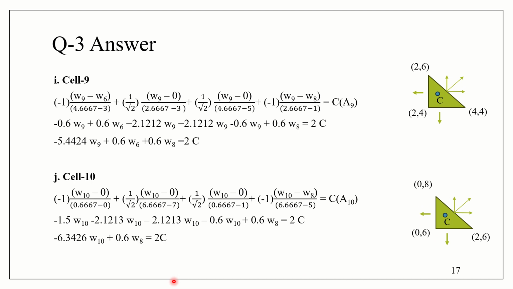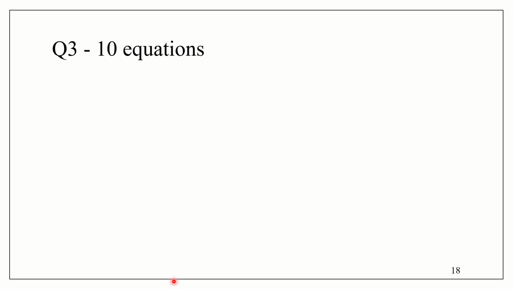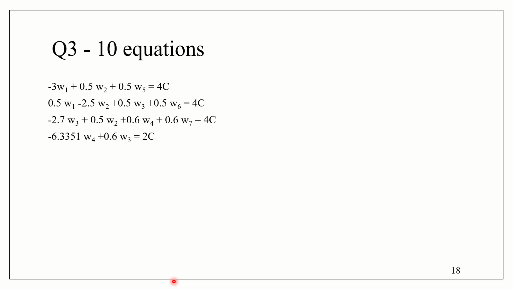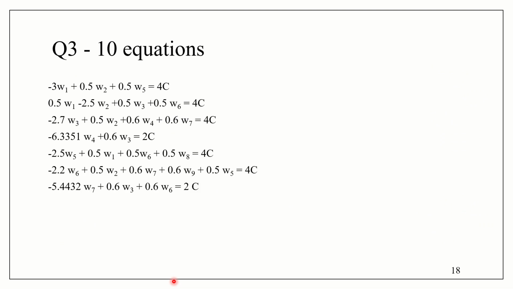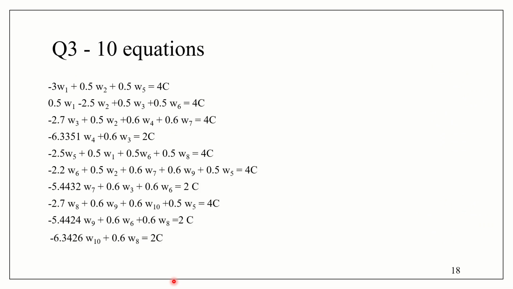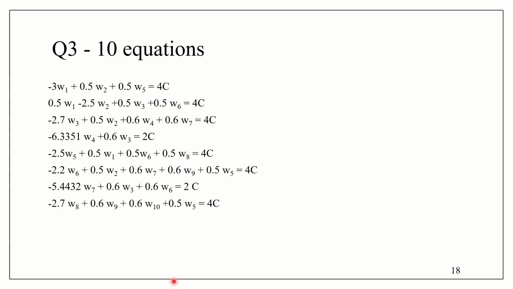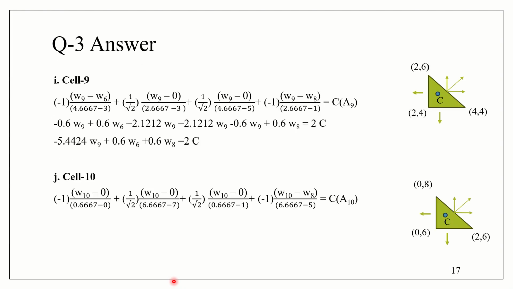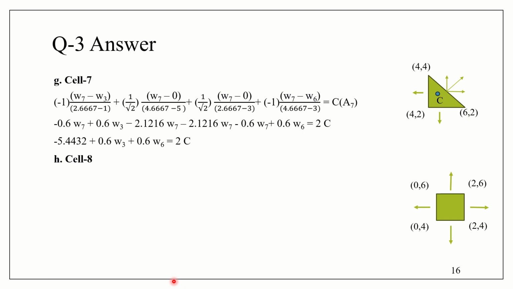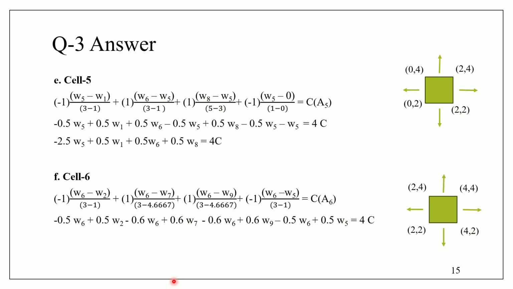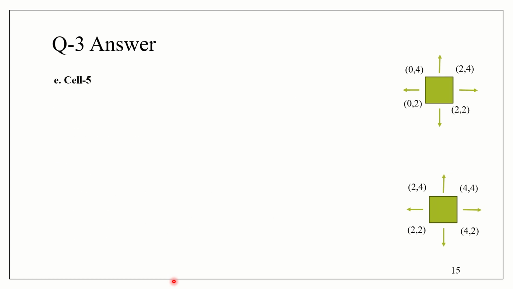So right now we have discretized the 10 cells and have got 10 equations. These are those 10 equations. Each equation is obtained from that particular cell: 1, 2, 3, 4, 5, 6, 7, 8, 9, 10. So we have 10 equations. This was a question asked in question 3.